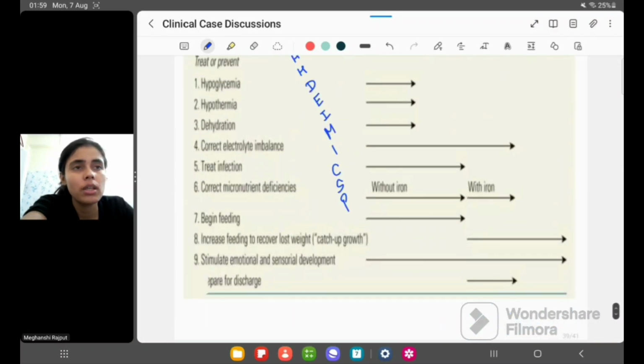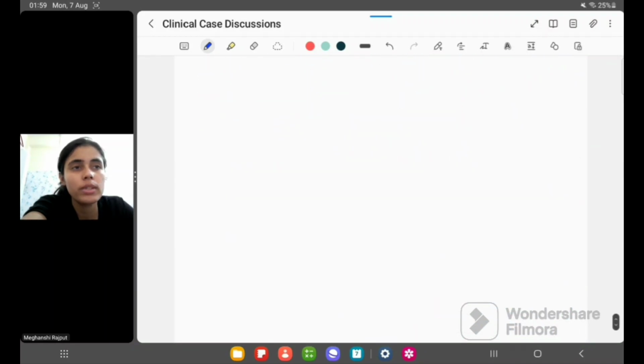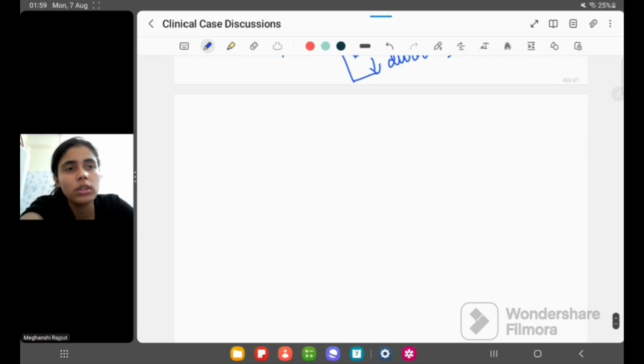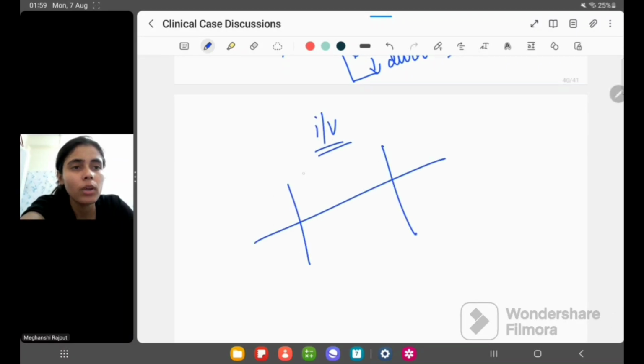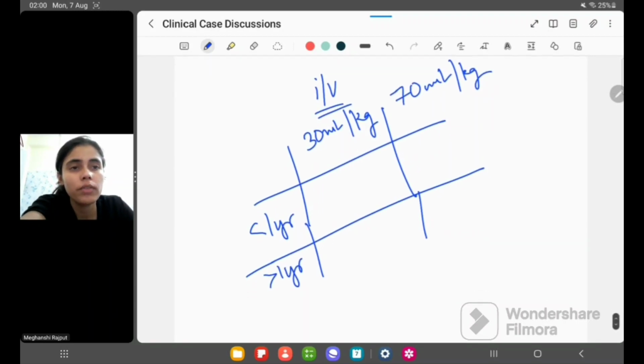Then, moving from dehydration, we have the IV fluids regime also. The IV fluids are given in two parts. One is 30 ml per kg and one is 70 ml per kg. Okay, and for this we have the child less than 1 year of age and more than 1 year of age. For less than 1 year of age, we go slowly, so we cover around 6 hours, and for more than 1 year, we go for 3 hours.